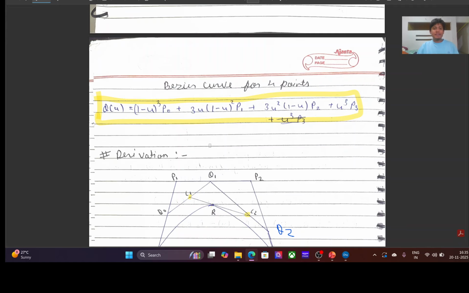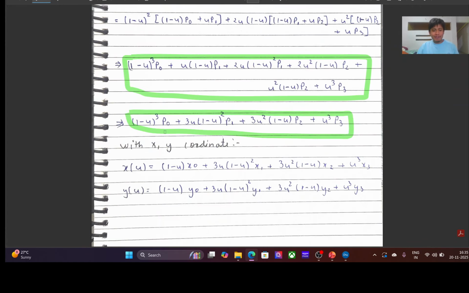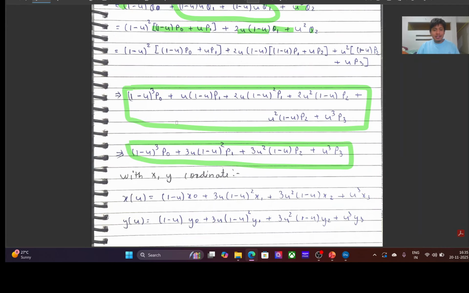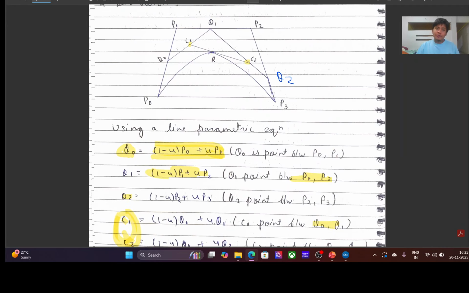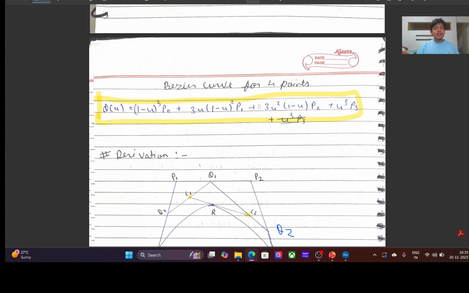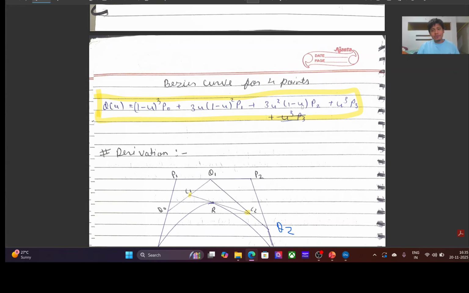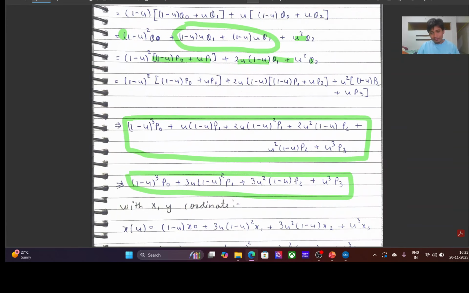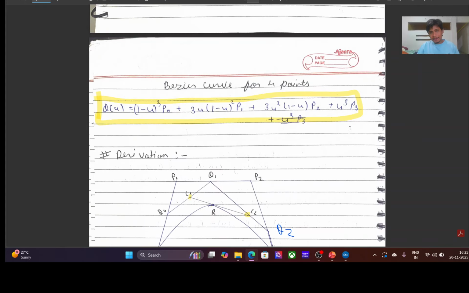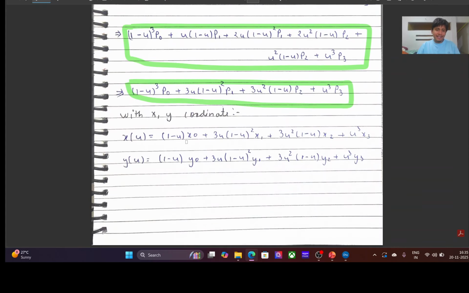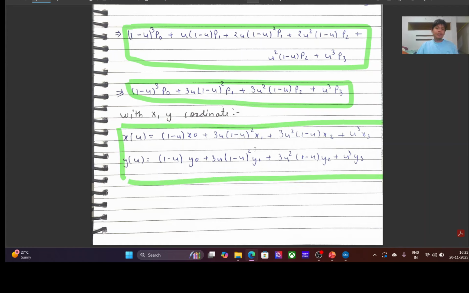Okay, so we get this equation, which, if you know, is actually exactly this equation. You can compare it. 1 minus u squared p0, 3u, 1 minus u squared p1. Yes, 3u squared, 1 minus u p2, exactly u cubed p3, exactly the same, right? That's why we say the parametric equations are the foundation of the Bezier curve, because of this, right? And what did we do with it? Nothing. We just put them in x and y coordinates. So thank you.